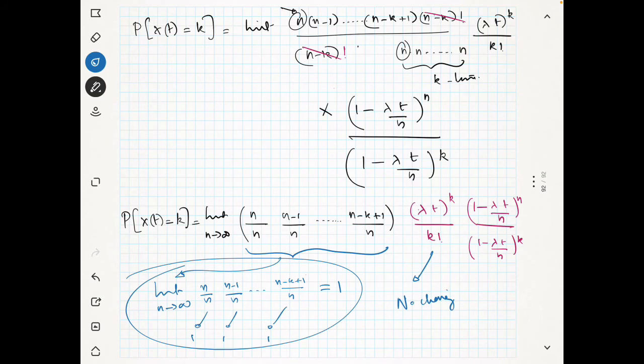You can see here this is having something, okay, the third one I will take. That means this we are going to consider now. We are going to consider this factor. Okay, what will happen? Now you see here, it is nothing but limit n tends to infinity of (1 minus lambda t by n) whole raised to n divided by (1 minus lambda t by n) whole raised to k.